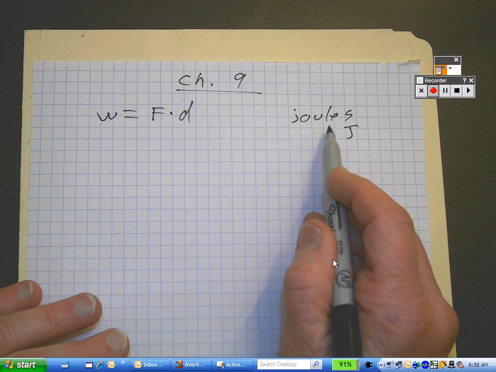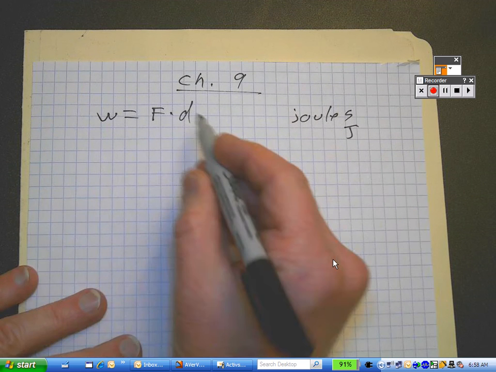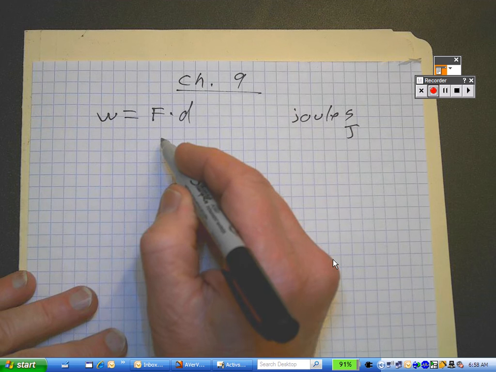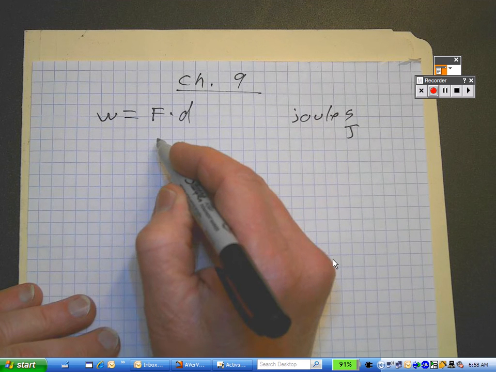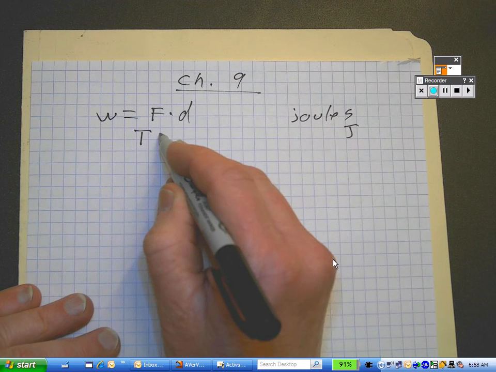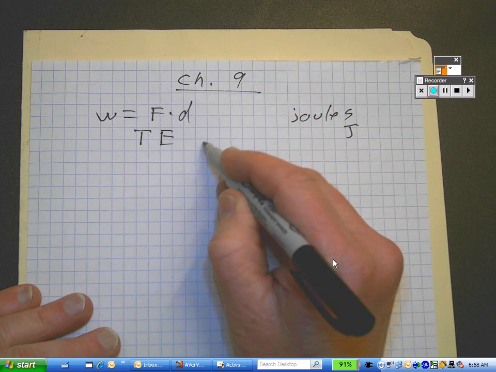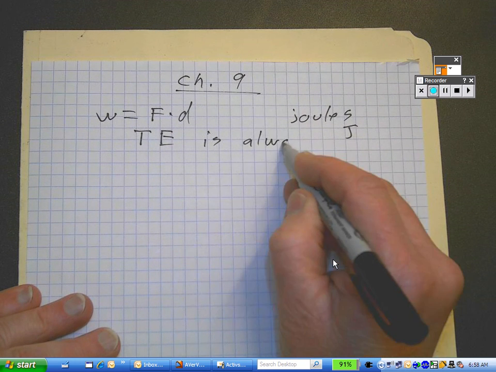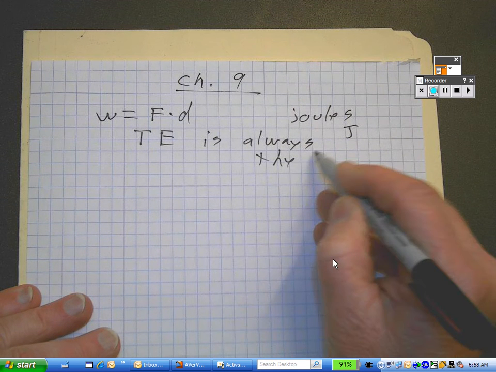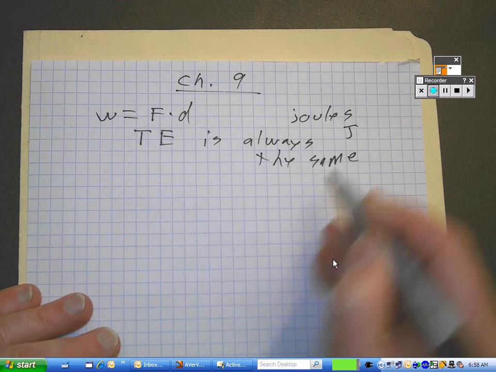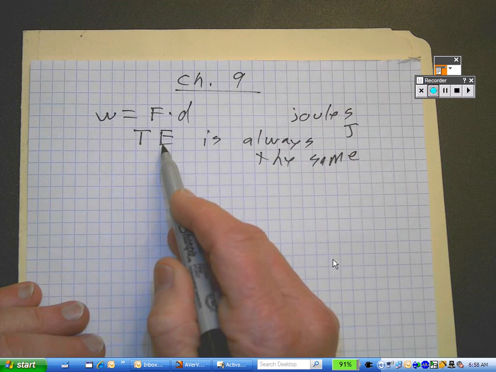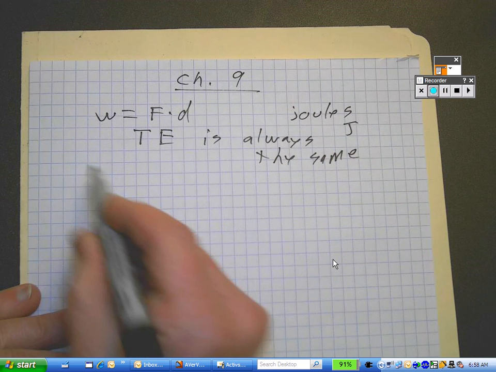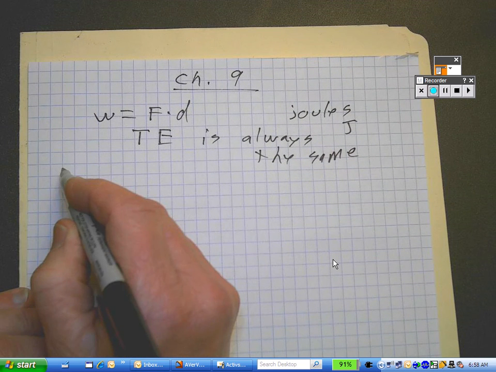And another part of the chapter is this conservation of energy. Energy always stays the same. If you call the total energy TE, TE is always going to be the very same. So that means if you start a problem with a certain kind of energy, if you lose one kind, you will gain another. So I'll just give you a few hints about some of the problems.